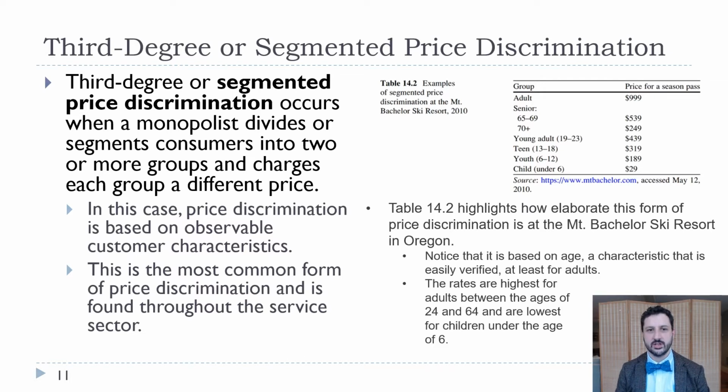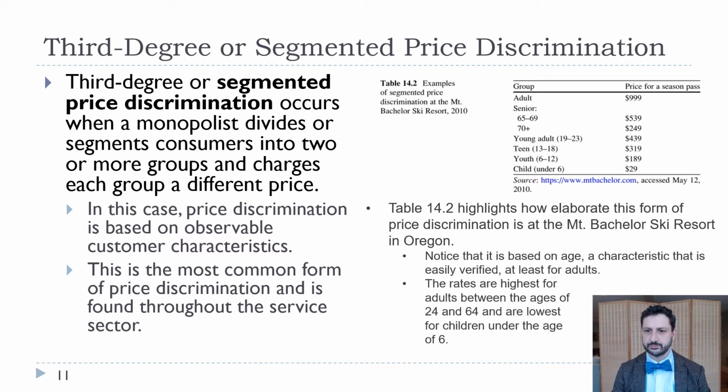The key with segmented price discrimination is that you're trying to segment the market into different groups, but it has to be an observable characteristic, right? And it has to be something not only that you can observe, but that you can enforce. And so the example that they sort of start with in the book is a ski resort.